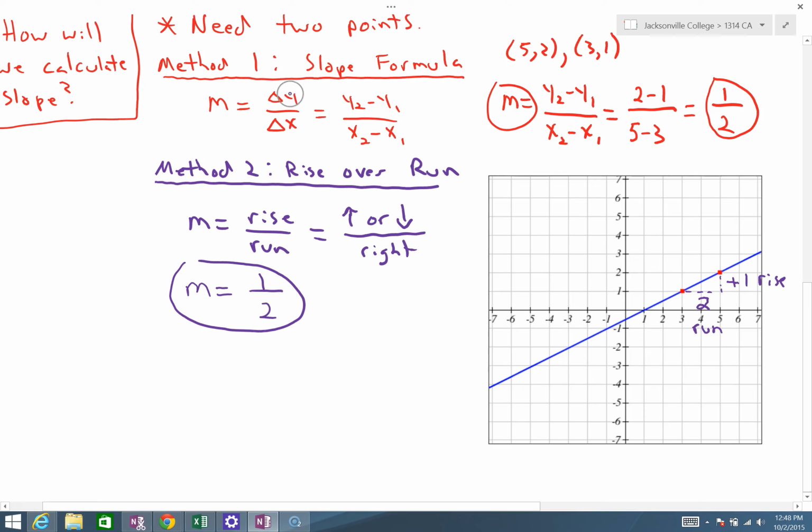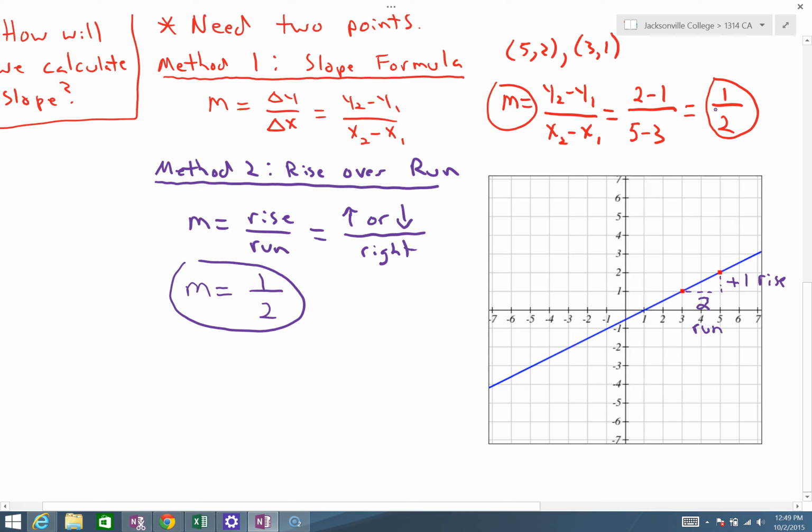Here we're saying a change in y. Well, a change in y is a vertical movement. We went from 1 to 2 in the y's. It was an increase of 1. The run is a change in x. Well, a change in x is a movement to the right. Here we went from 3 to 5 in the x values. That was a change of 2. So really this rise over run and the slope formula are very similar.